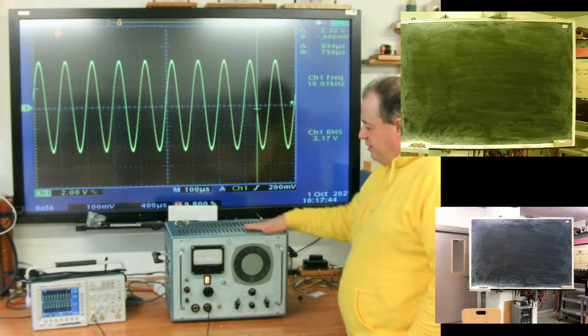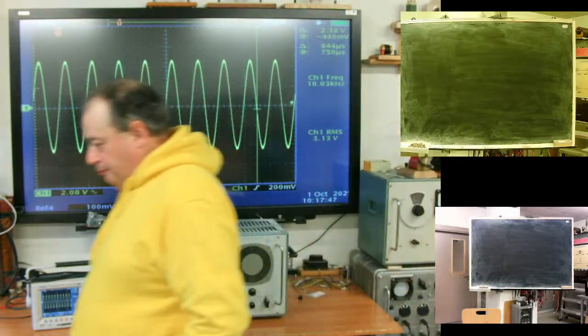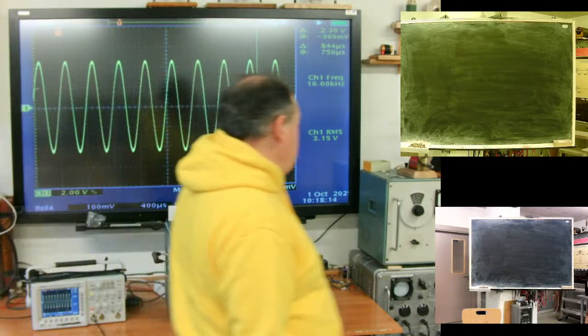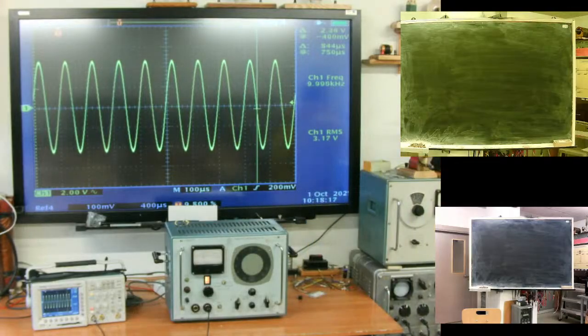Here's my generator. It's a very good and stable generator. Its distortion rate is less than 1 in 1,000. Actually, it can be better. It can perform with distortion rate 1 in 10,000. It's a good generator for acoustics. Heavy, but it's not a problem. So my generator supplies me with an ideal harmonic signal, 10 kilohertz.